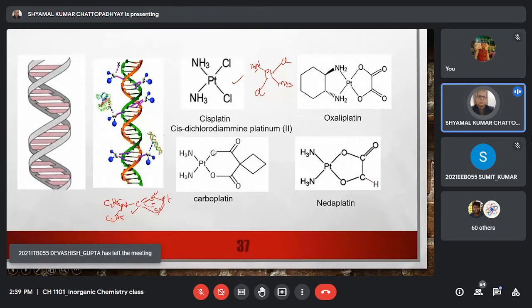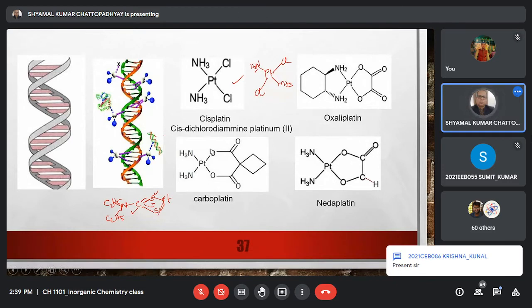So carboplatin was found to have much less toxicity than cisplatin. Its action profile is more or less the same. That means carboplatin acts on those cancer cells on which cisplatin is also most active, that is, testicular and ovarian cancer, and to some extent head and neck cancer cells. But the toxicity of carboplatin is much less.